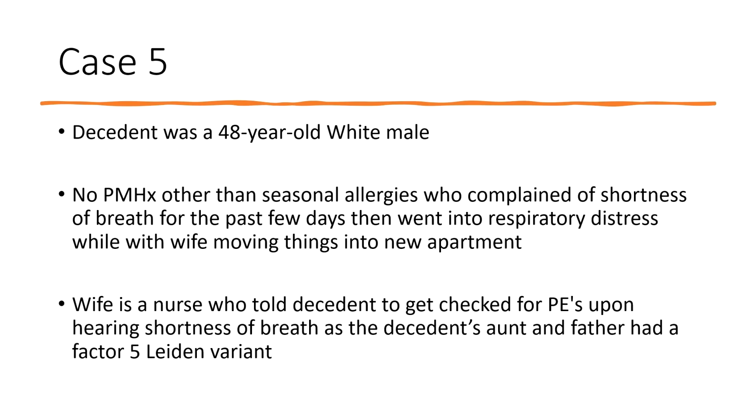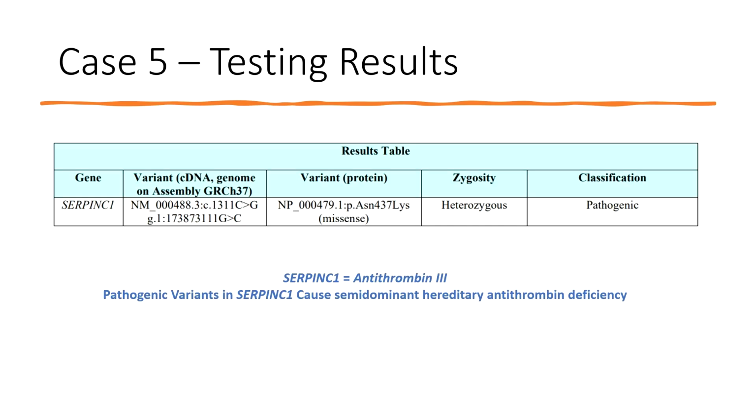We tested the decedent with our thrombophilia molecular analysis panel, and the results showed that the decedent had a pathogenic variant in the SERPINC1 gene. SERPINC1 is also known as the antithrombin 3 gene. Pathogenic variants in SERPINC1 cause semi-dominant inherited antithrombin deficiency. This case example showed that the genotyping results correlated with the phenotype and explained the underlying cause of death.